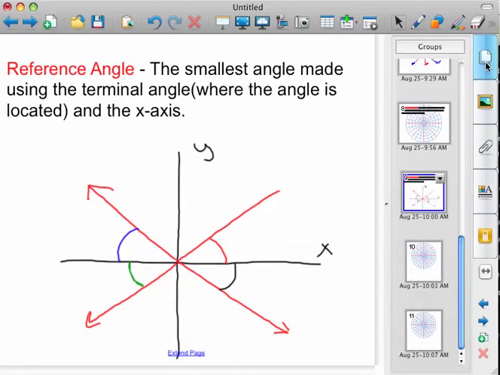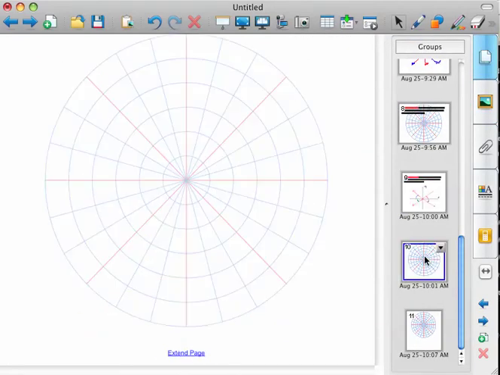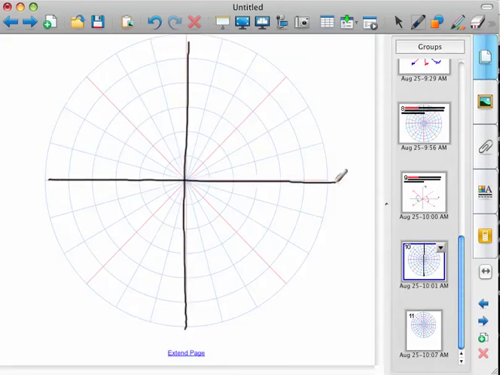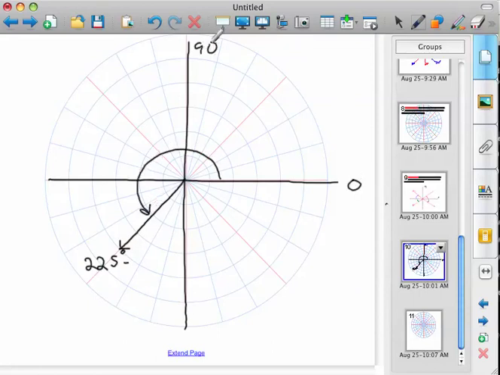Now, what we can do then, so here's an example. So here's our y-axis, here's our x-axis, and let's say we had a terminal ray at 225 degrees, I do believe that is. And so that's 225 degrees from 0, where this is 0, this is 90, this is 180, 270, and if we went all the way around, 360 and 0 are called coterminal.